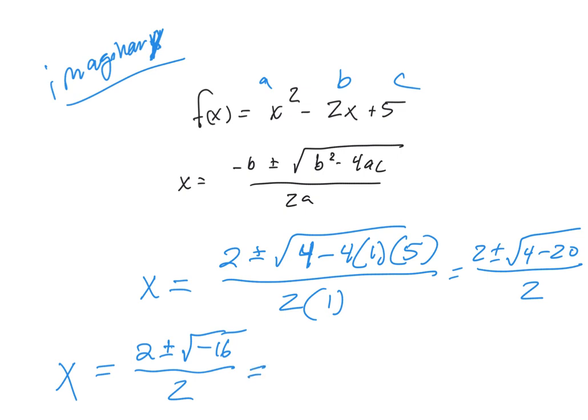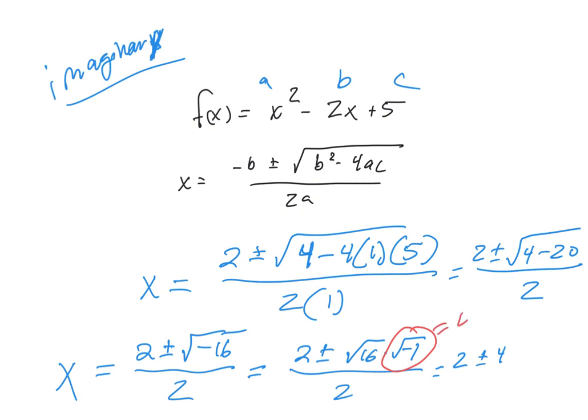But what I end up with is 2 plus or minus the square root of 16 times the square root of negative 1, divided by 2. I can split that up, and then that would be 2 plus or minus 4. Square root of 16 is 4. And the square root of negative 1 is its own special thing. It is equal to the letter i. So I'll have 4i divided by 2. I then reduce to 1 plus or minus 2i.